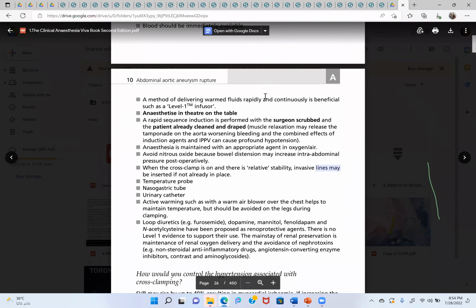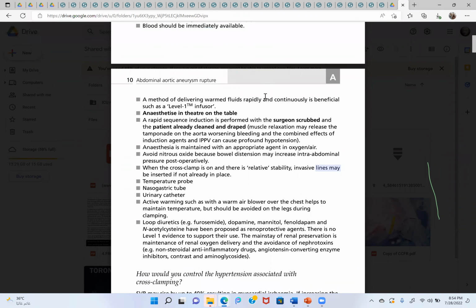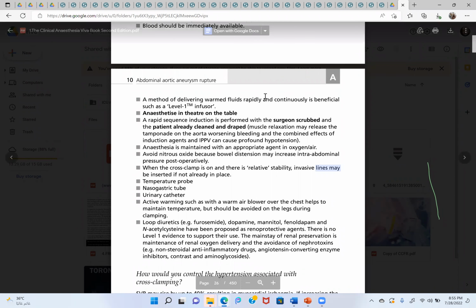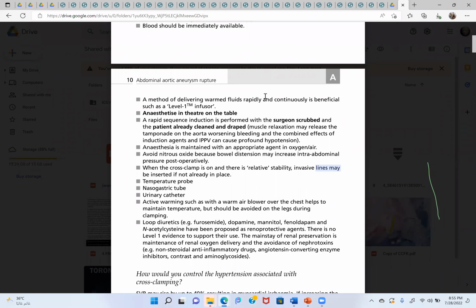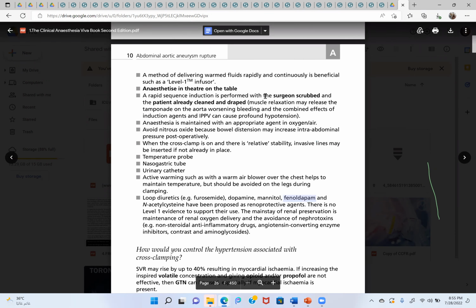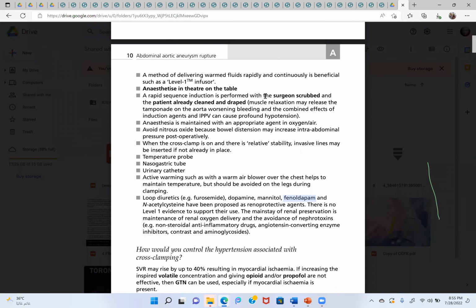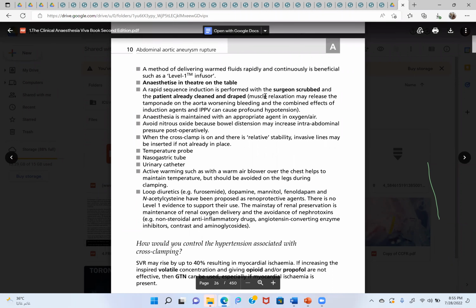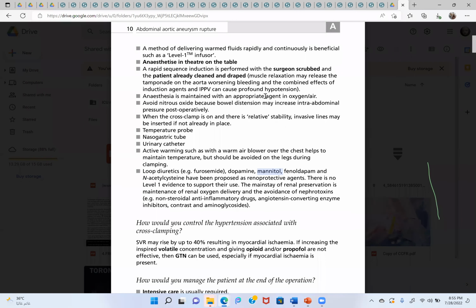Muscle relaxation may release the tamponade on the aorta, worsening bleeding. So this is also a very important thing. Okay, when they open the abdomen, at that time the patient will collapse because the tamponade effect will finish. Similarly, they cannot delay it. Okay, so you will just pre-oxygenate the patient and you will do the induction. Okay, they are just common things: temperature probe, nasogastric tube, urinary catheter, warming devices.